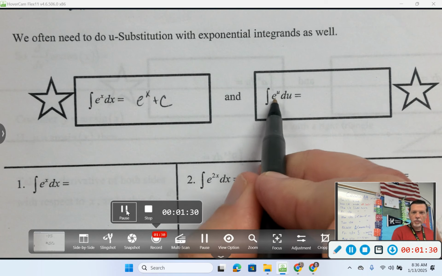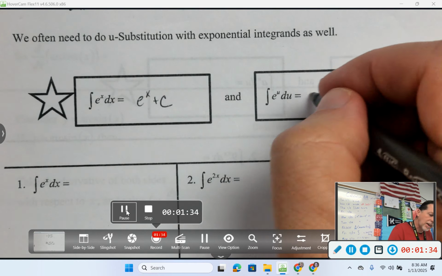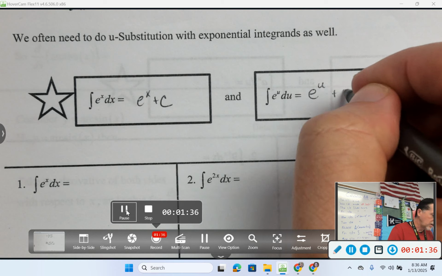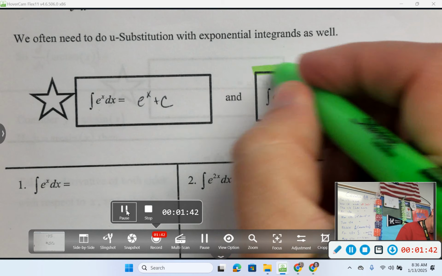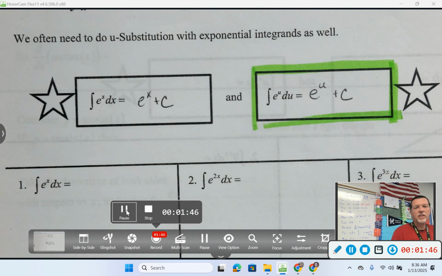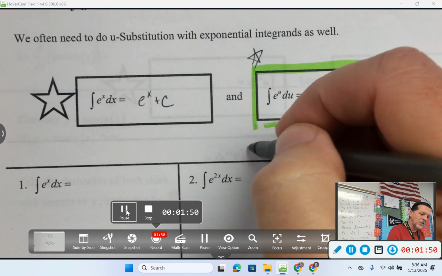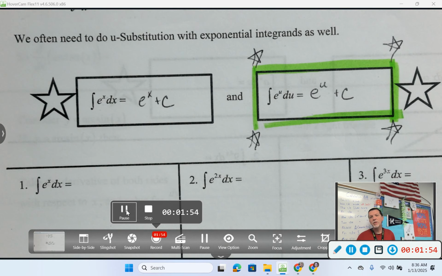If we do a u substitution and we end up with a u in there, it's still the same thing. E to the u plus c. So those are the big things for today. It's another one of those days where you're going to get this integral over and over and over again. The difference will be, did we understand what to make u?